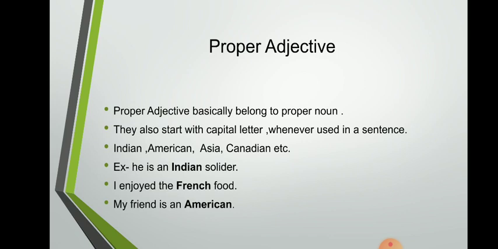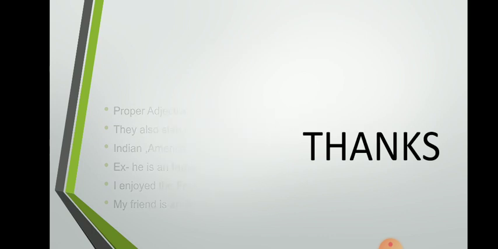Now, proper adjectives. Proper adjectives basically belong to proper nouns. They also start with capital letters whenever we use them in sentences. For example, Indian, American, Asian, Canadian, etc. Examples: he is an Indian soldier. I enjoyed the French food. My friend is an American. So here the words American, French and Indian are the proper adjectives in the sentences. Thank you, students.